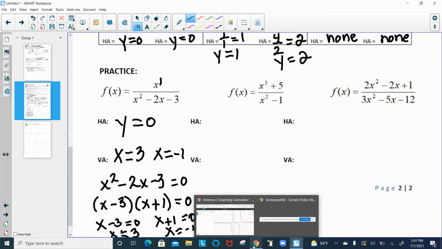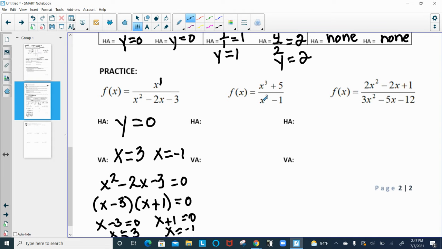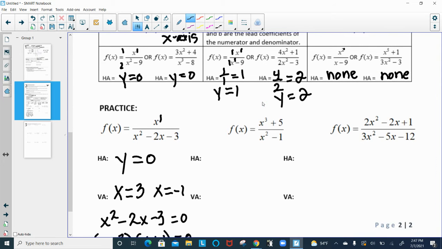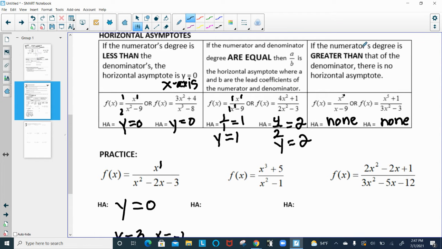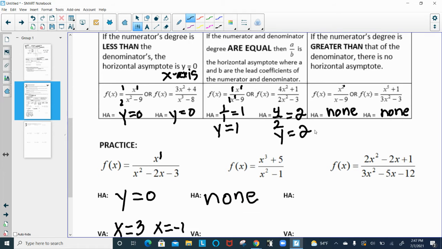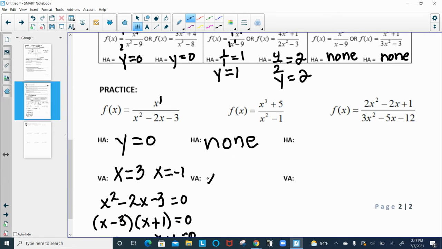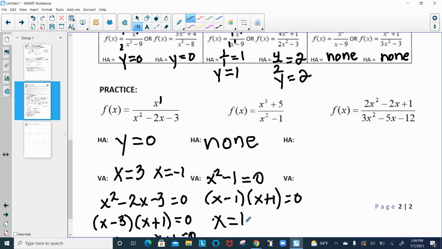All right, let's check the next one. The next one, we have a degree of 3 and a degree of 2. So that's this third case where the numerator's degree is greater than the denominator's. So there's no horizontal asymptote at all. But again, vertical asymptote. A couple of different ways to solve this. You could factor it using a difference of perfect squares. That's usually my preferred method. And so you're going to have x equals 1 and -1.